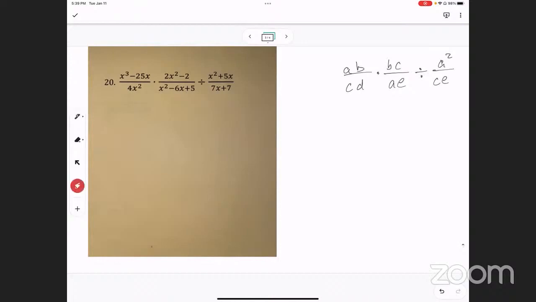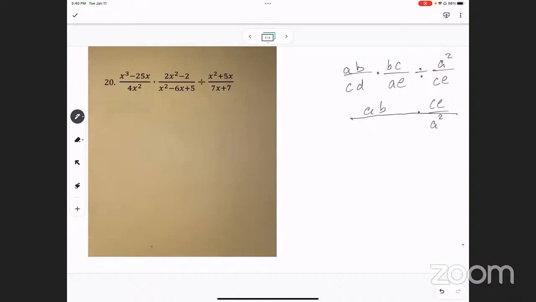So the first step is take this and turn it into a multiplication. The way you turn that into multiplication is you flip it. Dividing by a fraction is the same as multiplying by the reciprocal. So I'm flipping the top and the bottom. And furthermore, I can just leave everything else on the top.